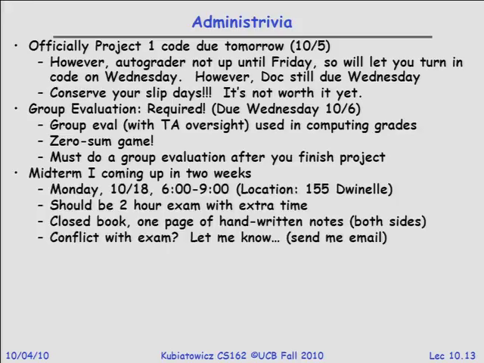Closed book, 1 page of handwritten notes, both sides. Handwritten notes, both sides, 8.5 by 11, not designer-style paper. You're not allowed to microfiche the book or anything and bring a magnifying glass. Those are not allowed either. If you have a conflict with this exam, you need to let me know sooner rather than later. And we do have a location, which is 155 Dwinell.